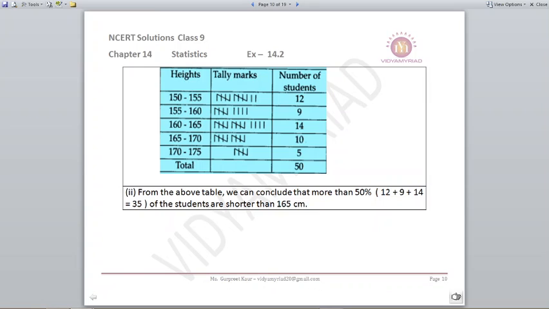Based on this I have created the tally marks and number of students, there are 50, and from the above table we can conclude that more than 50% of the students are shorter than 165 centimeters. That is 12 plus 9 plus 14, which becomes 35. So 35 of the students are shorter than 165 centimeters. More than 50% it is.